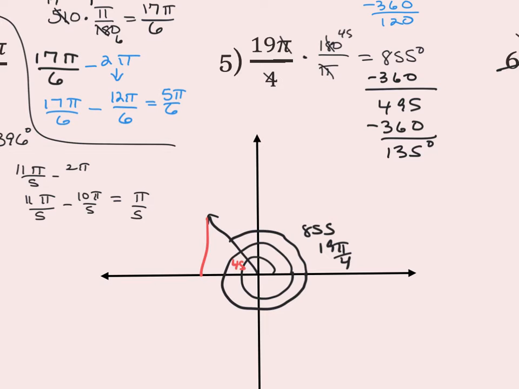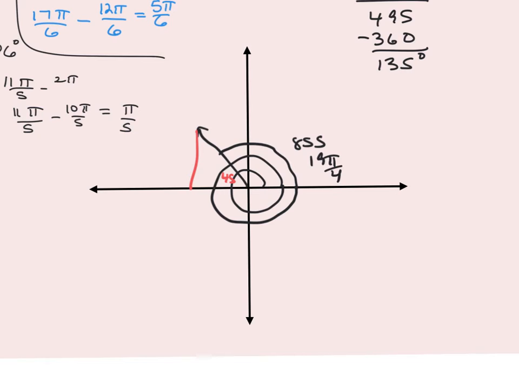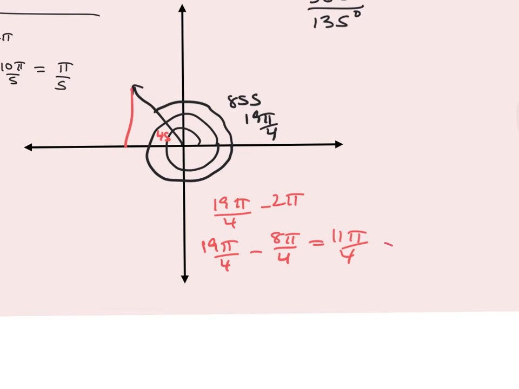But over here, if I keep subtracting the 2 pi's, I would get something on the unit circle, 11 pi over 4. So, 19 pi over 4, subtract 2 pi. 8 pi over 4 gives me 11 pi over 4. Still too big. Keep going. Subtract another 2 pi. And then I end up with 3 pi over 4, which is equivalent to 135 degrees.